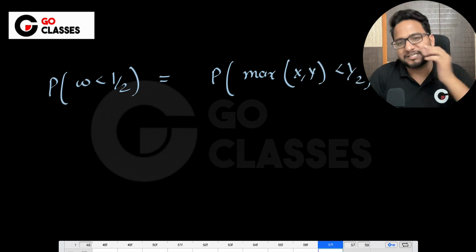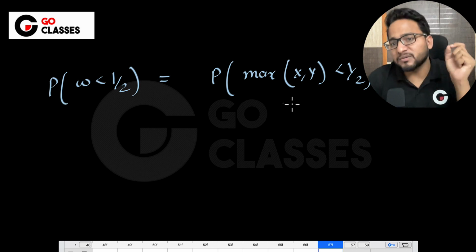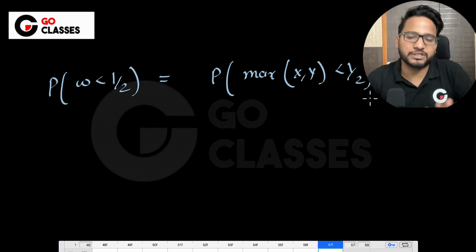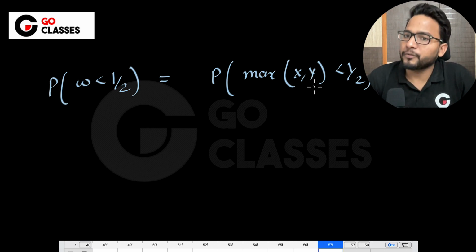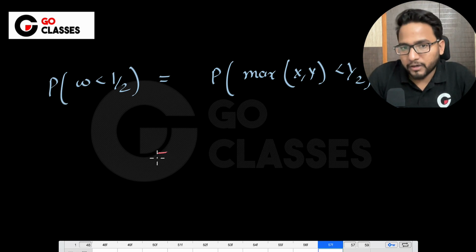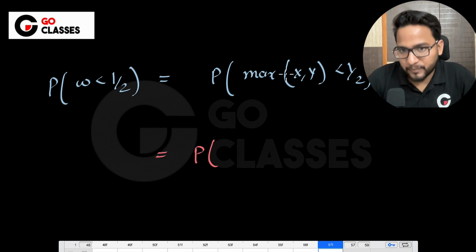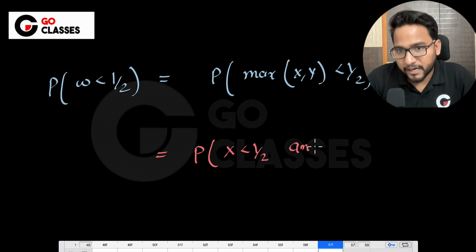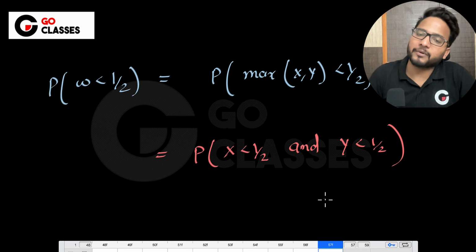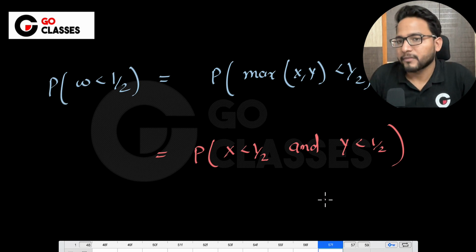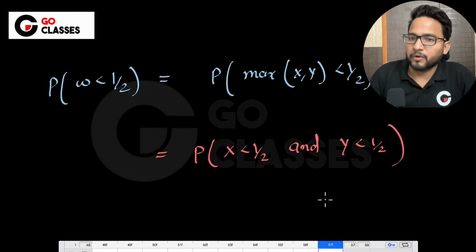Now it is very interesting. See, if the maximum of something is less than this value, which is 1 by 2, then don't these individually also have to be less than 1 by 2? Can't you say that if the maximum is less than 1 by 2, it means that X is less than 1 by 2 and Y is also less than 1 by 2, right? If the maximum is less than 1 by 2, then X and Y both have to be less than 1 by 2, right? So this is the trick that we are playing here.